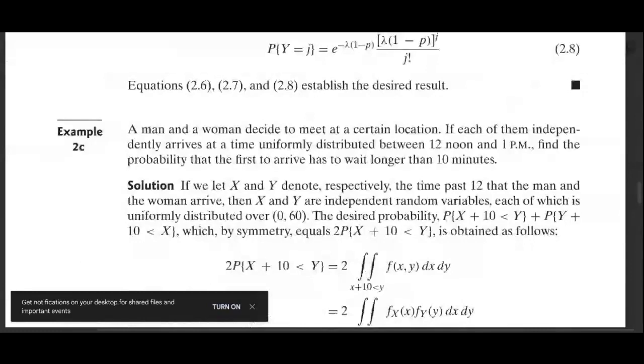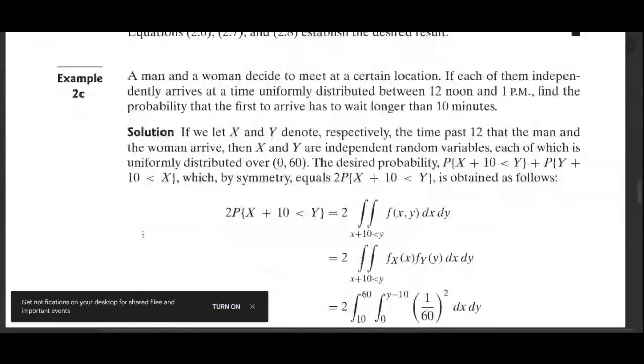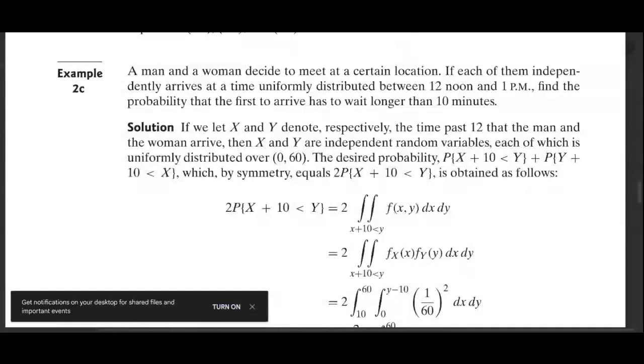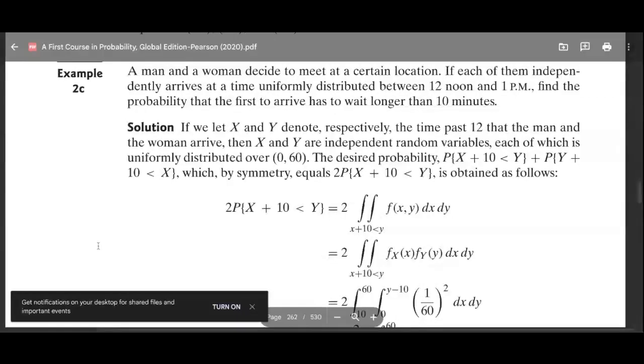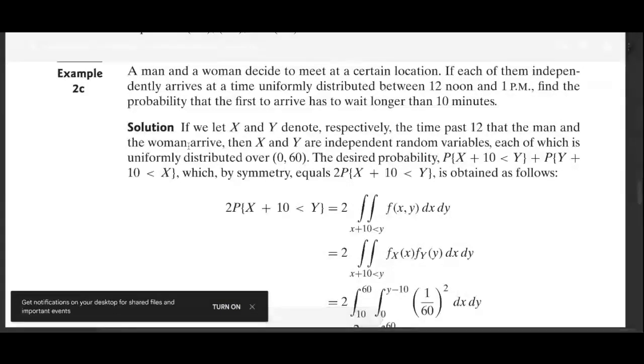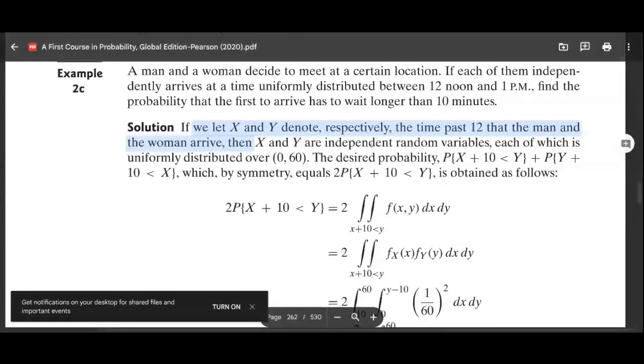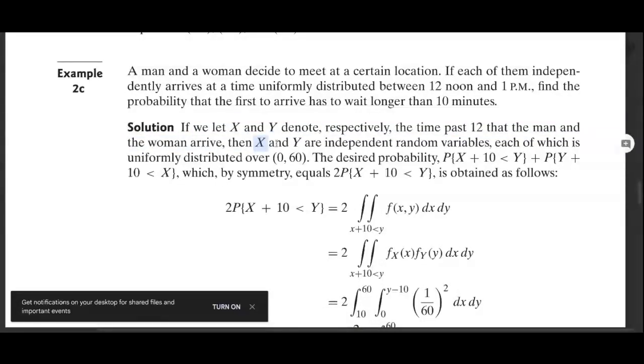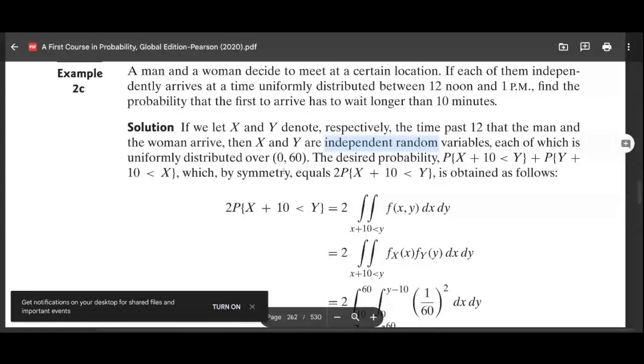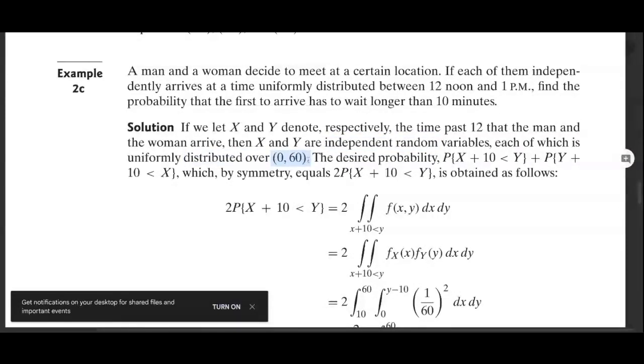Okay, let's see the next example. A man and woman decide to meet at a certain location. If each of them independently arrives at a time uniformly distributed between 12 noon and 1 p.m., find the probability that the first to arrive has to wait longer than 10 minutes. All right, uniform distribution. So we let X and Y denote the time past 12 that the man and the woman arrive. So man arrives X, woman arrives Y. And those two are independent variables, each of which is uniformly distributed over the 60 minutes between 12 noon and 1 p.m.